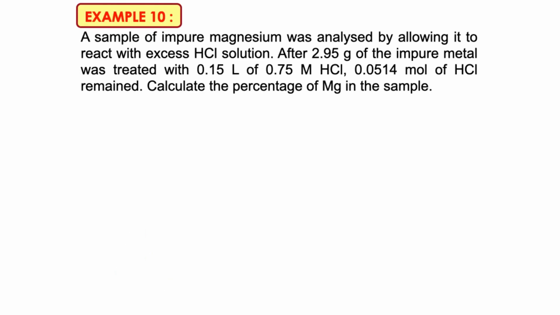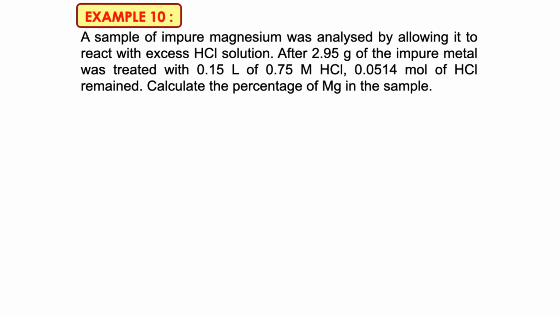Okay, let's see example 10. A sample of impure magnesium was analyzed by allowing it to react with excess HCl solution. After 2.95 grams of the impure metal was treated with 0.15 liter of 0.75 molar HCl, 0.0514 mole of HCl remained. Calculate the percentage of magnesium in the sample.